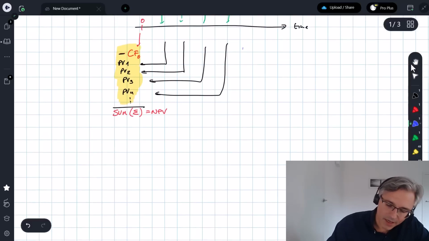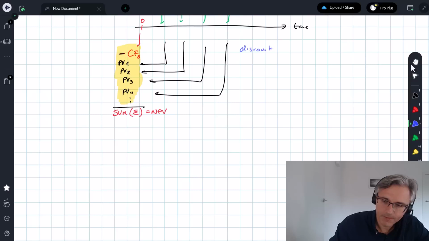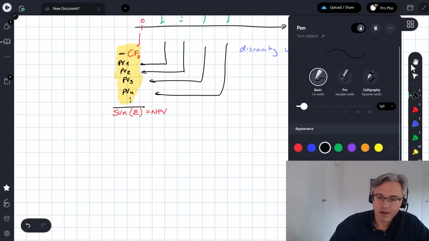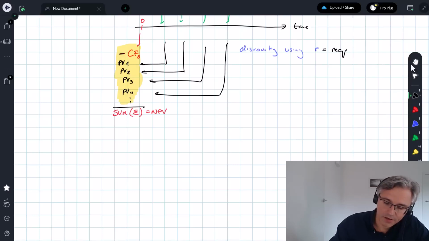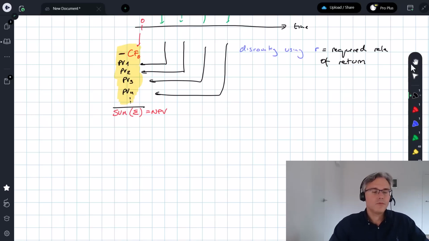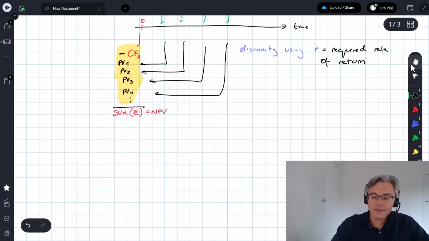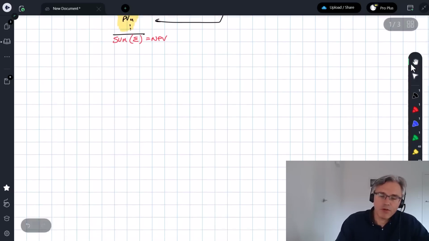The discounting is done using a rate, which we typically write down as R, and that is your required rate of return. Often this is the company's weighted average cost of capital. So we require projects to generate a rate of return that at least covers the cost at which they are being financed. Right, that's a logical assumption, but in this section of the curriculum, they just want you to know that this is the required rate of return.